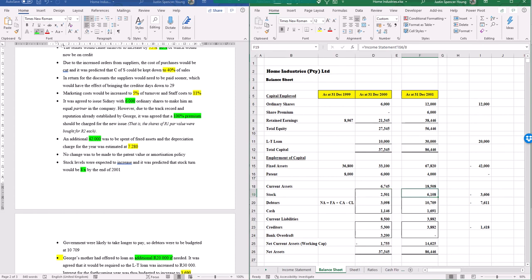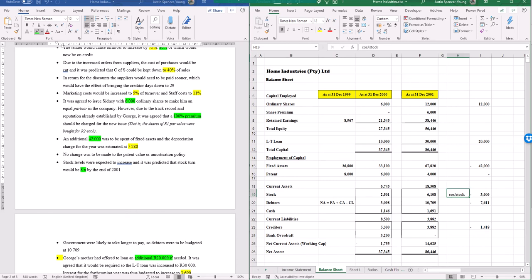So there's a formula for this, and that formula is cost of sales divided by stock is a stock turn. In other words, if you take your total cost of sales for the year and divide it by the amount of stock that you have on hand, it's going to give you an indication of how many times you sell out your stock.